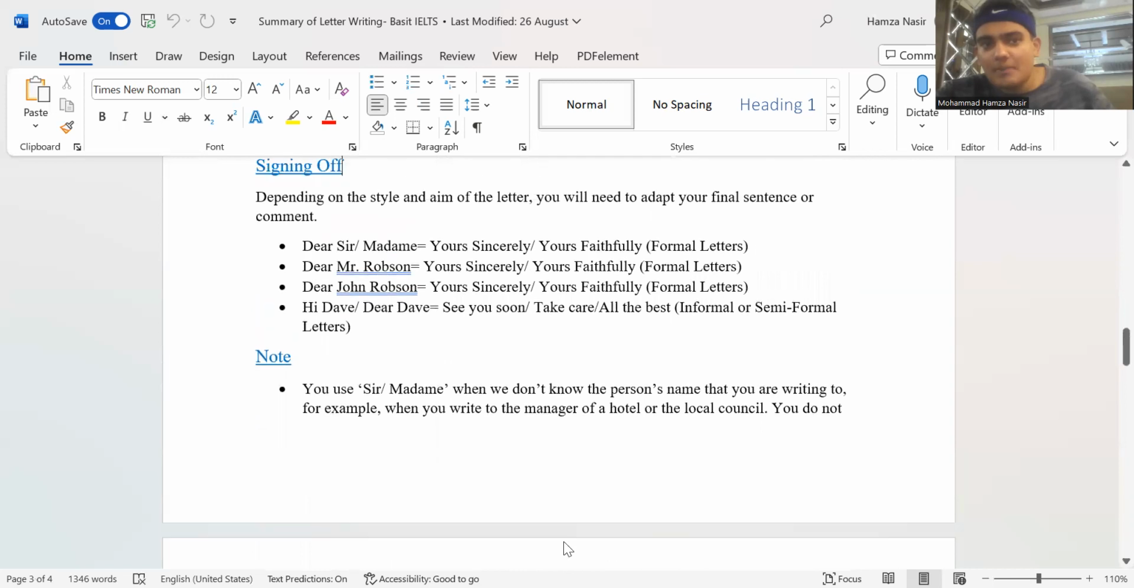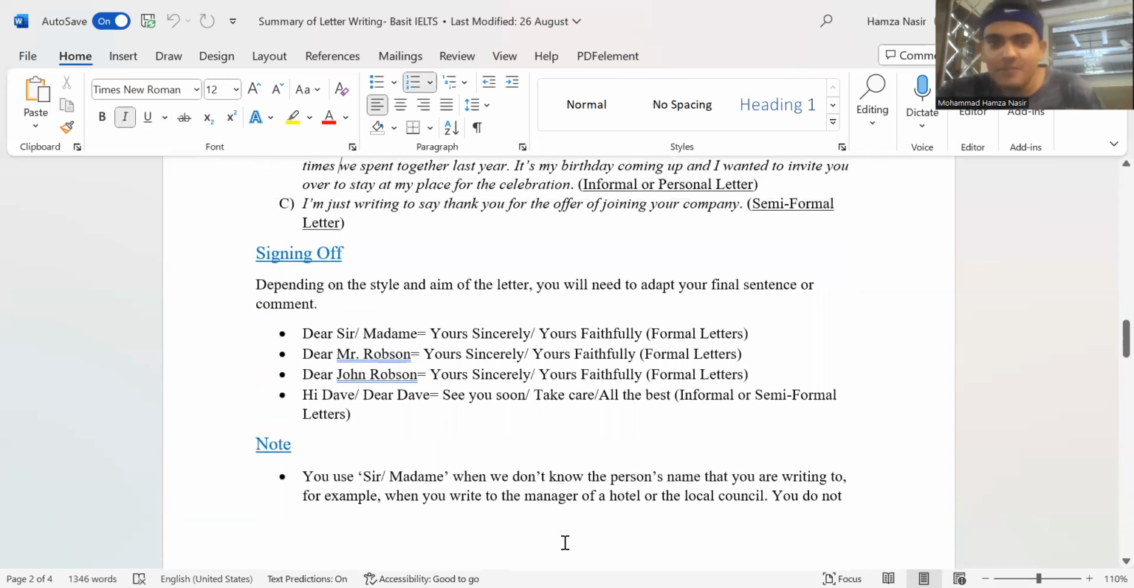Now, also something we need to be aware of is when you're signing off. You have to be very careful. I see people writing stuff like acronyms, or they're writing things like your loving, your dear. I mean, all sorts of cheesy stuff, right? So just make sure that you're very professional and to the point. Depending on the style and aim of the letter, you will need to adapt your tone, sentences, and comments.